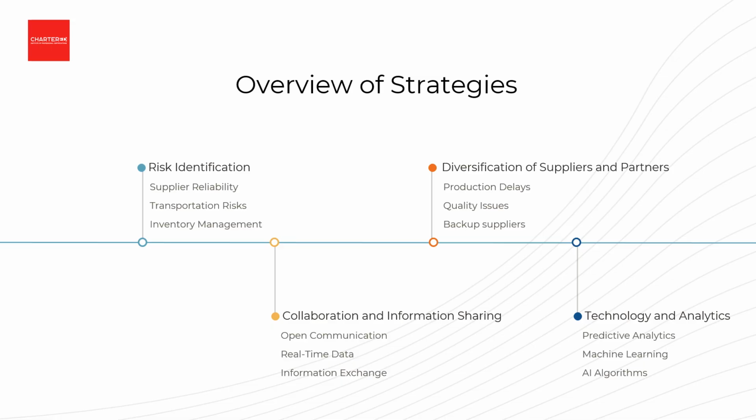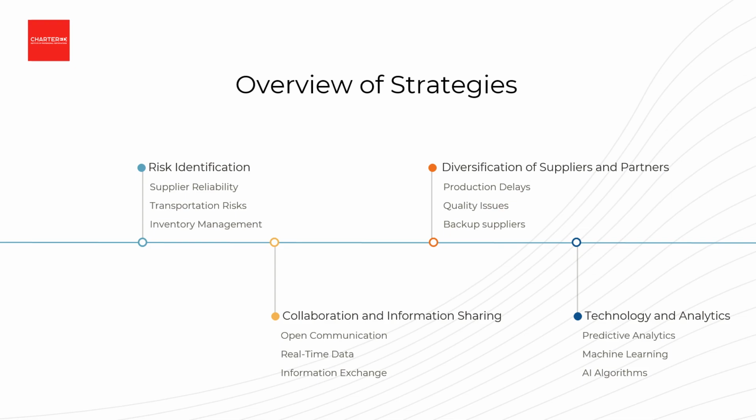Now, supply chain optimization entails conducting a thorough examination of the entire supply chain in order to identify potential risks and vulnerabilities. This includes assessing supplier dependability, transportation risks, inventory management, and external factors such as disasters or geopolitical events. Organizations gain a clear understanding of potential risks and their potential impact on operations by conducting risk assessments and mapping out the supply chain.